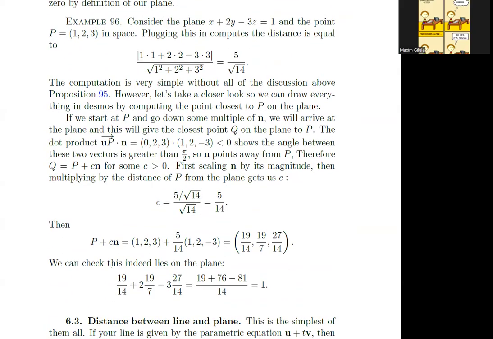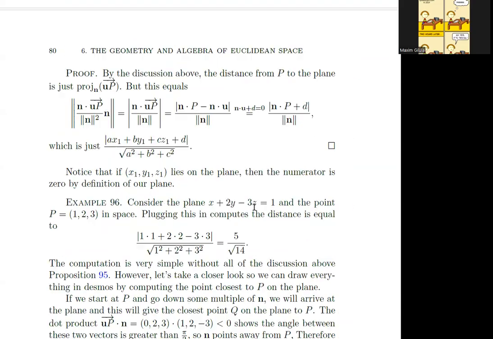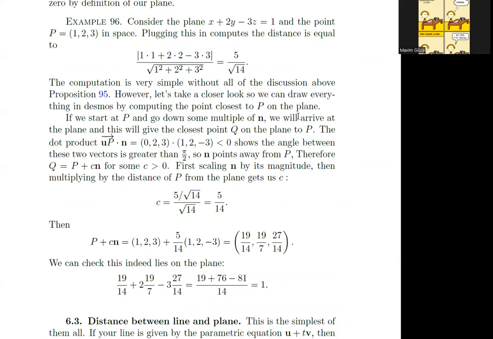And so it's very easy to compute as long as you have a formula. So if I have a plane like x plus 2y minus 3z is 1, and a point like 1, 2, 3, I just plug in my a, b, c, and I plug in my point 1, 2, 3, and I plug in my normal vector down here, find the magnitude, and I get 5 over root 14. So this is very simple without the discussion above proposition 95. Like you don't need to remember how it's derived anymore in order to use it. You just use it if you need it. And if you ever forget what the formula is, you could rederive it yourself.